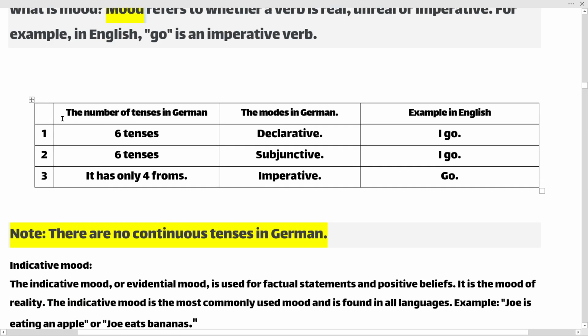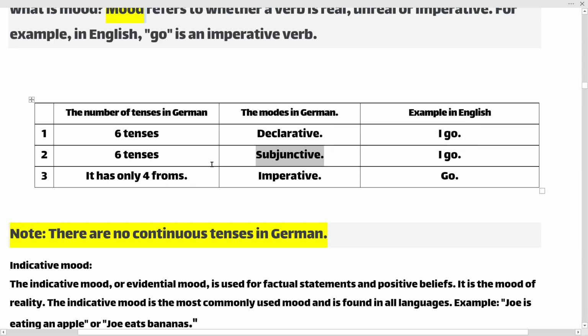Now here, we can see the number of tenses in German and the moods in German, and also examples in English. So it is important to remember that we have 6 tenses in declarative mood, which is the most common mood used in English and German. It makes no difference because, as you know, German is the mother language of English and the easiest language to learn for those whose mother tongue is English. And 6 tenses in the subjunctive mood. I go. Now this subjunctive mood is mostly used in unreal situations, for example, in conditional sentences.